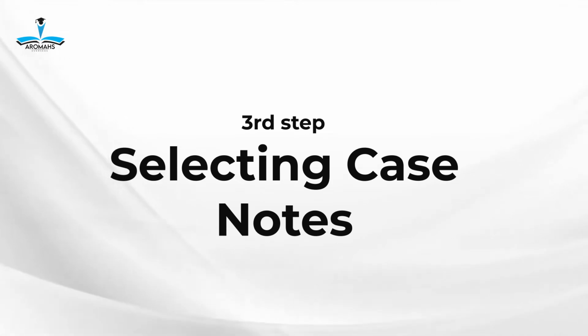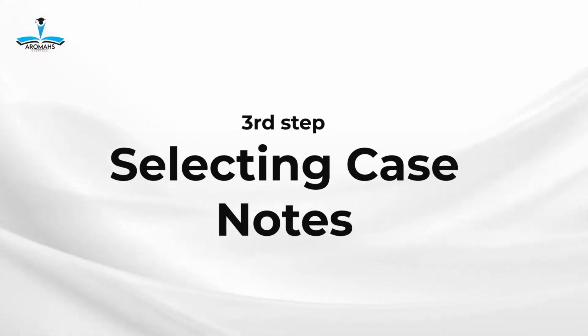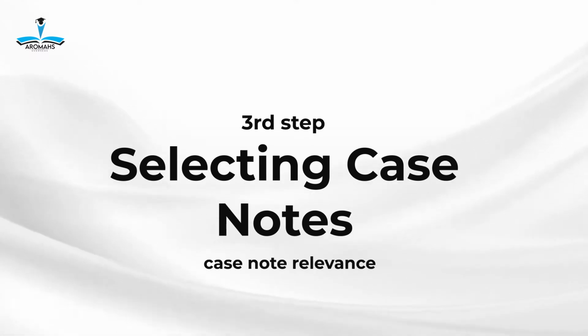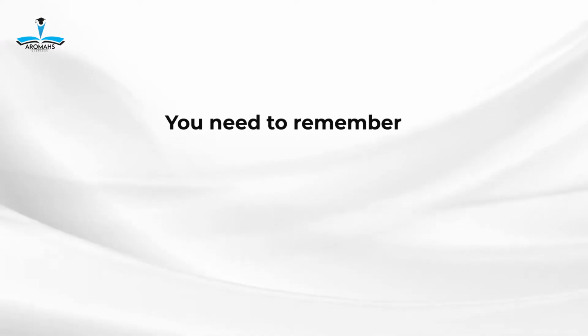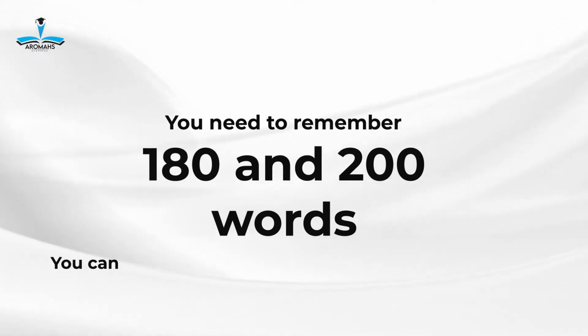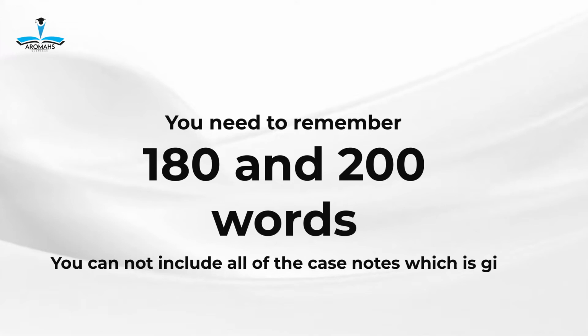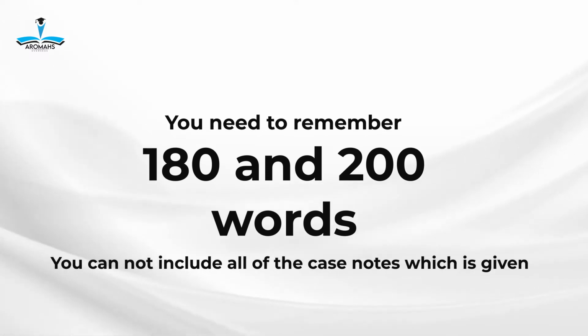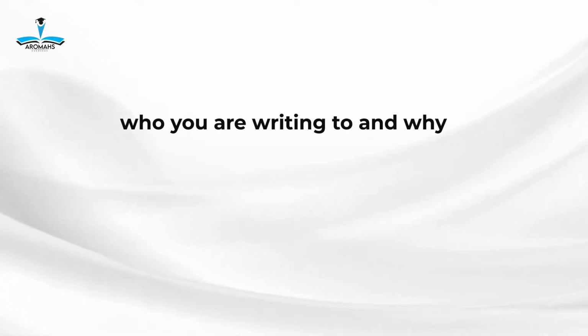The third step is selecting case notes. After you have read and correctly interpreted the case notes, you will then need to think more carefully about case note relevance. You need to remember that your letter should be only between 180 and 200 words. So you cannot include all of the case notes which are given. You need to make sure you are writing a relevant letter, and that largely depends upon the writing task. Make sure you understand the writing task fully and you know who you are writing to and why.